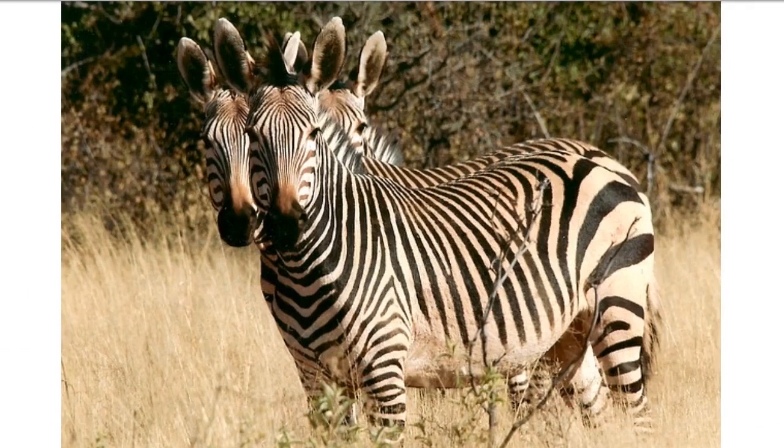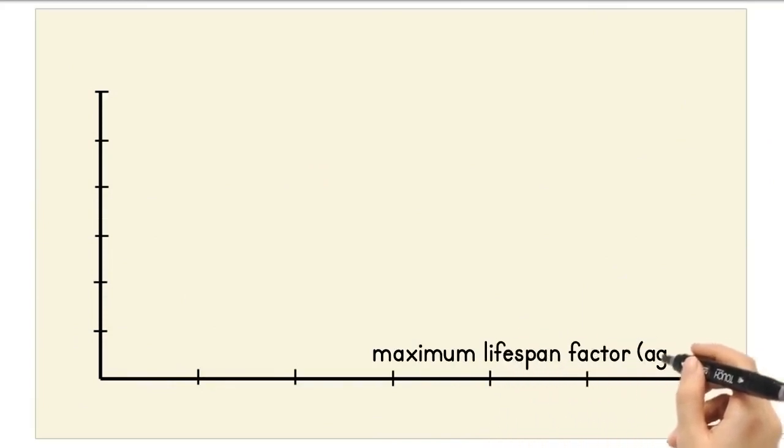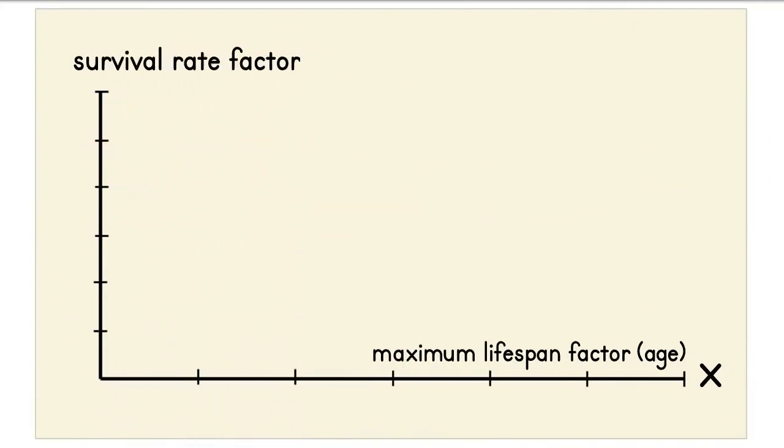Plotted on a graph, the maximum lifespan factor, or simply age, is noted on the horizontal x-axis, while the survival rate factor is on the vertical y-axis. Now, you can have a graph on which to plot the different survival rates of individuals in a particular population. There are 3 types of survivorship curves which apply to different organisms.